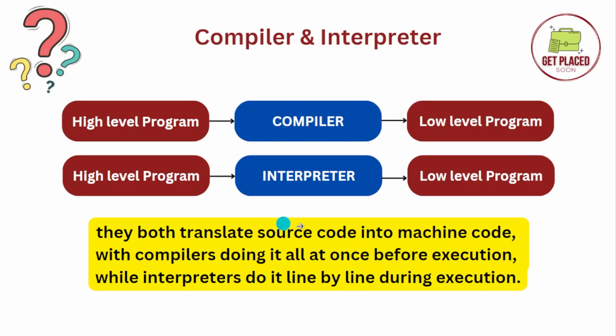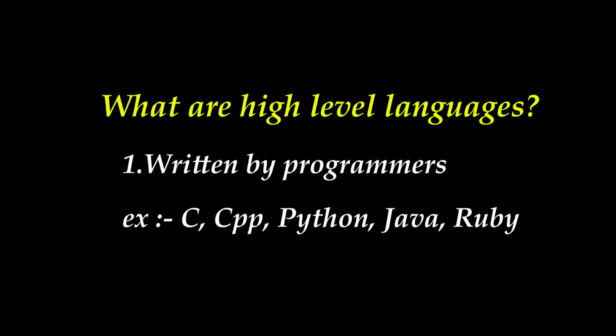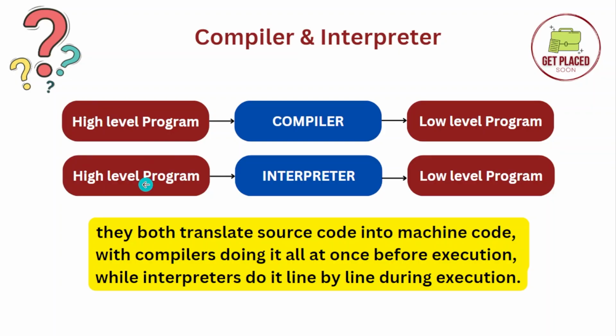Both compiler and interpreter are used to translate the code written by programmers in high-level languages to low-level languages. What are high-level languages? High-level languages means what we human beings as programmers write, like C, C++, Python, Java, Ruby, all these things come under high-level languages. Now, both compiler and interpreter will translate to low-level languages.